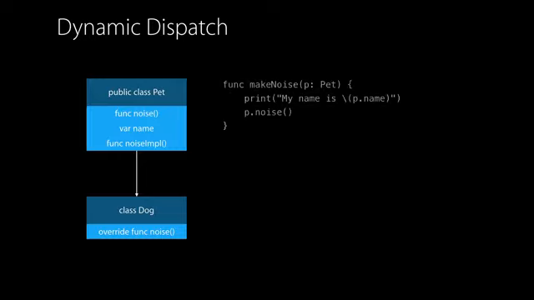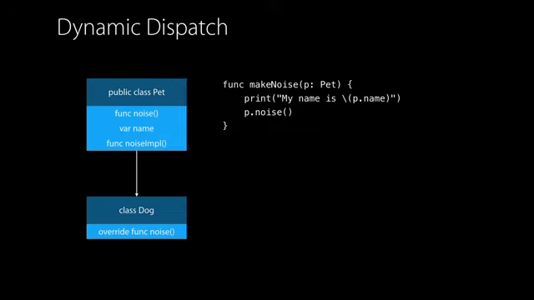Now, consider the function makeNoise. It's a very simple function. It takes an argument p that's an instance of class Pet. Even though this block of code only involves a small amount of source, a lot more is occurring here behind the scenes than one might think.